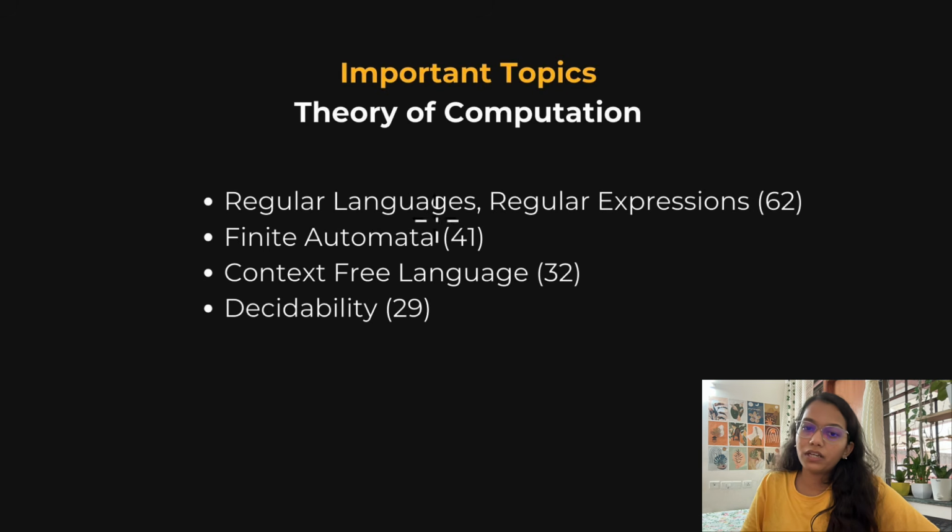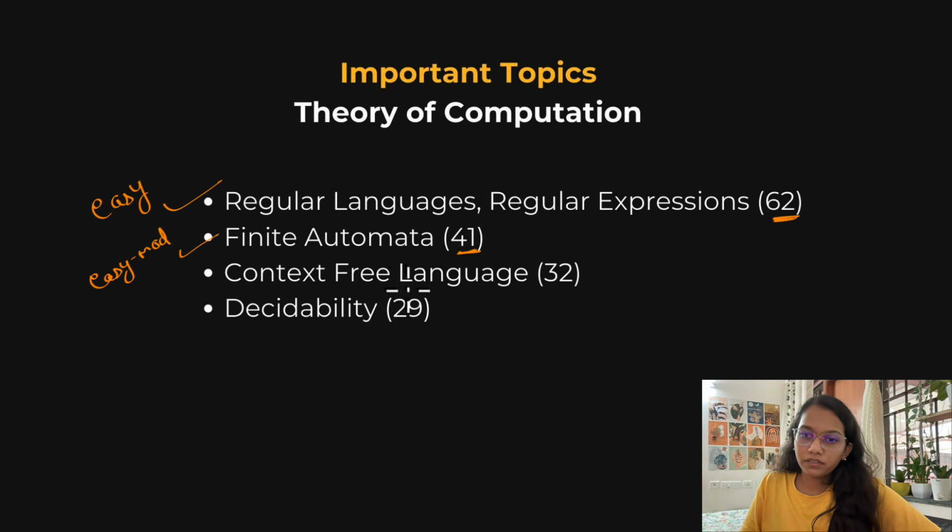The first is regular language and regular expression. This is the easiest topic from TOC. Okay, you can see 62 questions came only from regular languages and regular expressions. The next is finite automata. From here also 41 questions came. This you can say is easy to moderate, because some questions from finite automata are tricky.